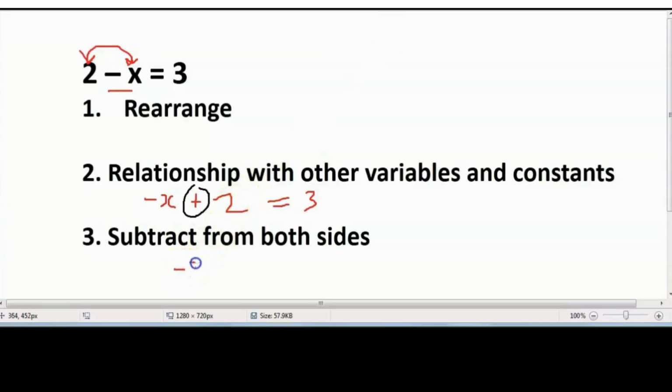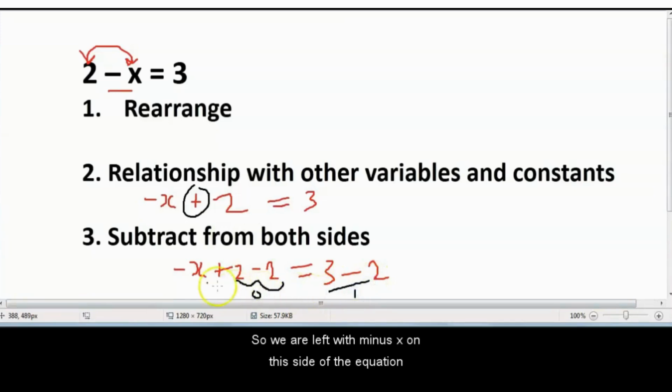We have minus x plus 2 minus 2 equals 3 minus 2. Plus 2 minus 2 is 0. 3 minus 2 is 1. So we are left with minus x on this side of the equation and 1 on that side of the equation. So we're going to say minus x is equal to 1.